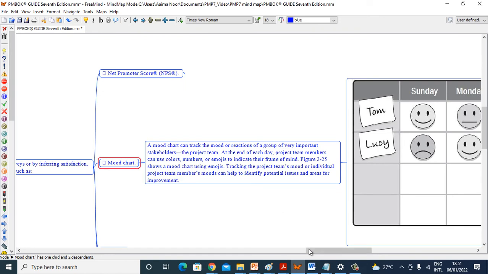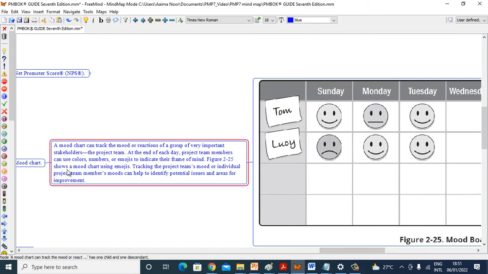Mood chart. A mood chart can track the mood or reactions of a group of very important stakeholders, the project team. At the end of each day, project team members can use colors, numbers, or emojis to indicate their frame of mind. Figure 2-25 shows the mood chart using emojis. Tracking the project team's mood or individual project team members' moods can help to identify potential issues and areas for improvement.